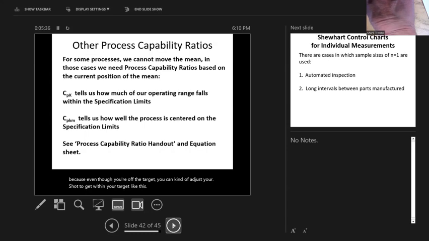And now there are other types of calculations you can do that will take into account not only how wide your control limits are compared to your specification limits, but also tell you how close you are to making parts correctly. And I have another handout I'll give you here. And this gives you a lot more detail.